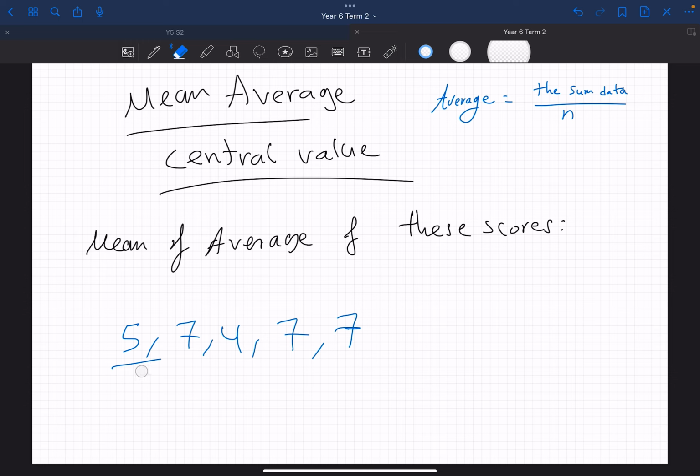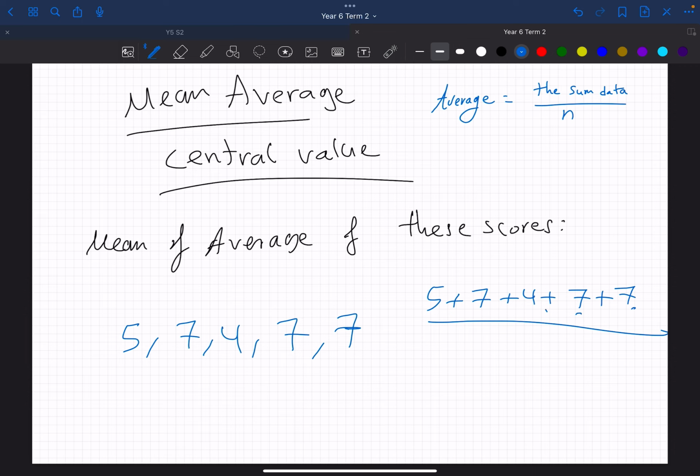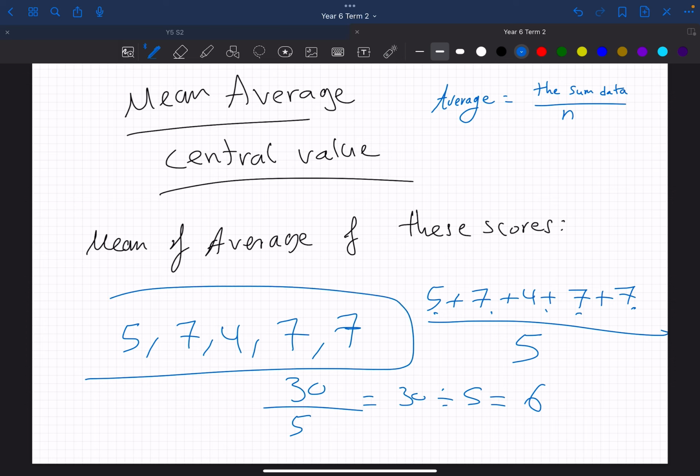So let's do it now together. I'm gonna add like this: 5 plus 7 plus 4 plus 7 plus 7. How many numbers do I have? 1, 2, 3, 4, 5. Divide them by 5. Now add them together. 5 and 7 would be 12, plus 4 would be 16, plus 7 would be 23, plus 7 would be 30. So 30 over 5. It means 30 divided by 5. It means 6.